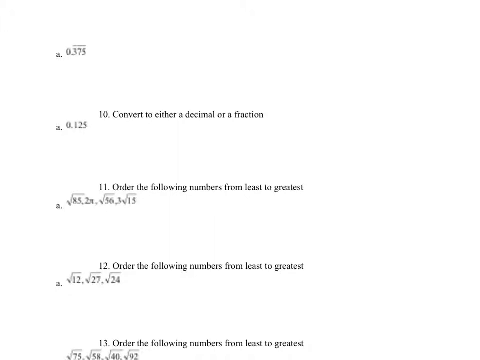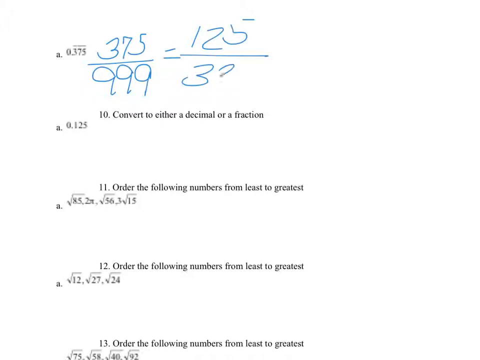Number 9, I have my repeating decimal. I have 3 numbers that repeat, so that's going to go over 999. You do need to check and see if those reduce. That will actually reduce by 3, giving me 125 over 333.